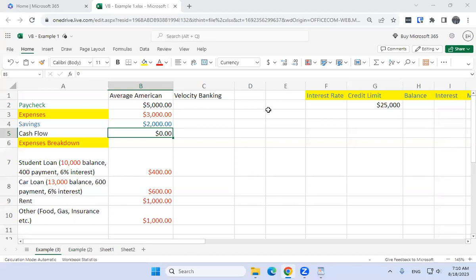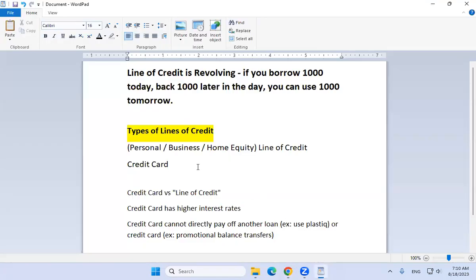And in this video, we're going to talk about how to engage in velocity banking with the credit card. So before we go into this and actually do the actual calculations, let's just do a quick review of the differences between, let's say, a credit card and a line of credit. So first, let's review the concept of a line of credit.